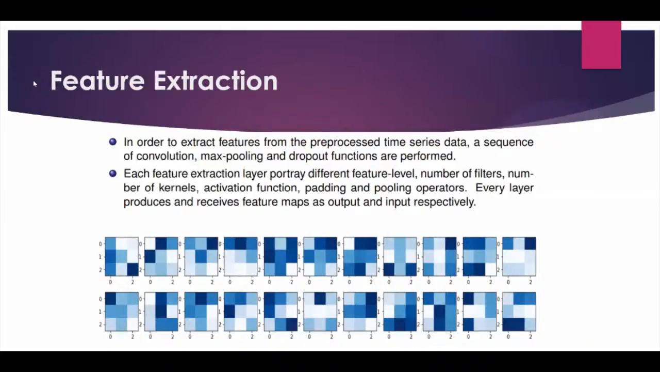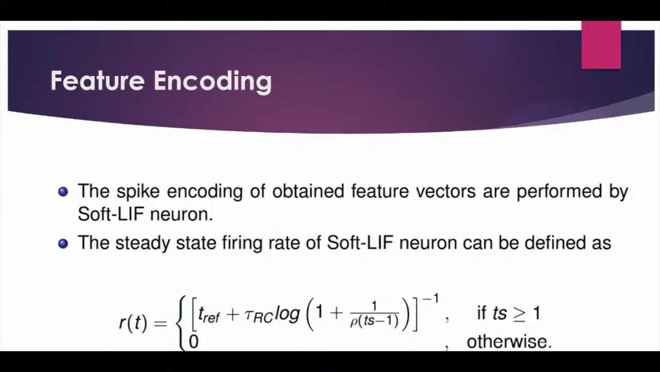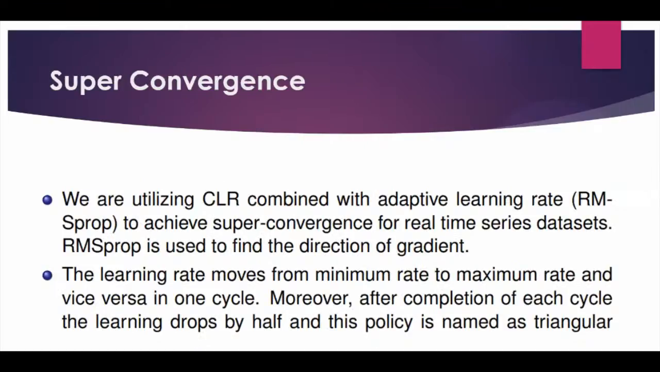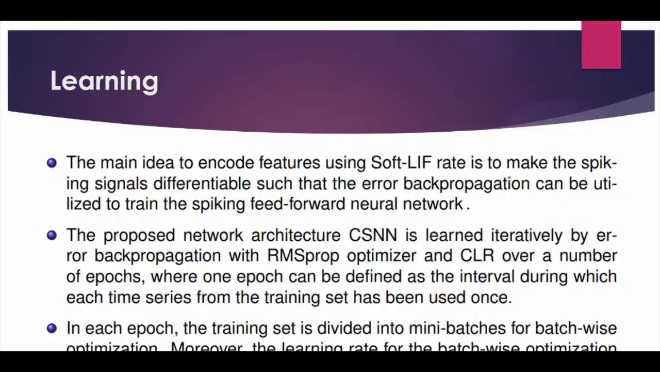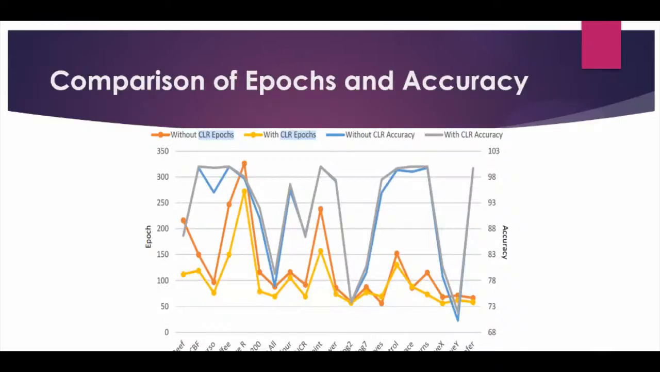And we have used the soft leaky integrate and fire neuron for this spiking neural network. Okay, and this was the comparison of epochs and accuracy which we were getting. So we got very good accuracy. So this is the cyclical learning rate approach, and without cyclical learning rate accuracy, and with cyclical learning rate accuracy. So you can see there are multiple things. Left hand side is the epoch, right hand side is the accuracy, and bottom is the data set.